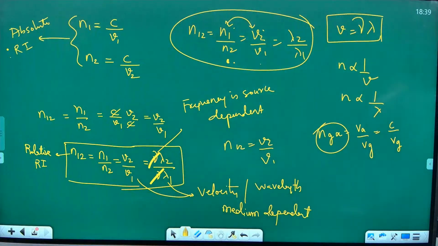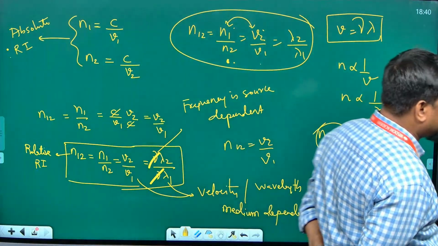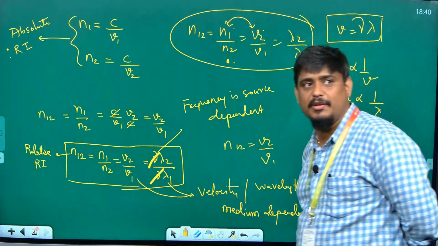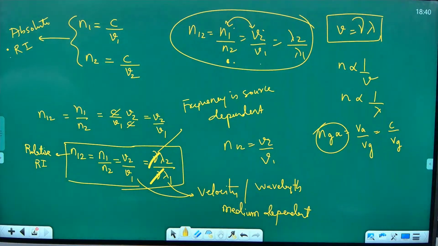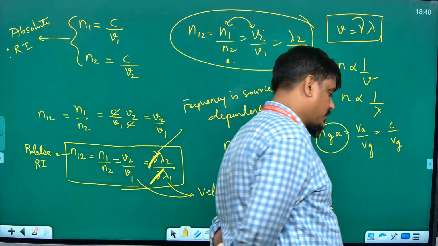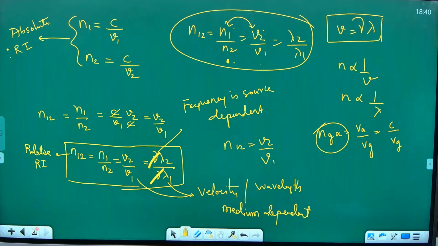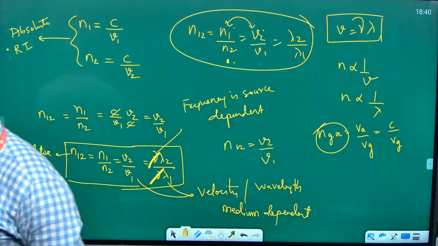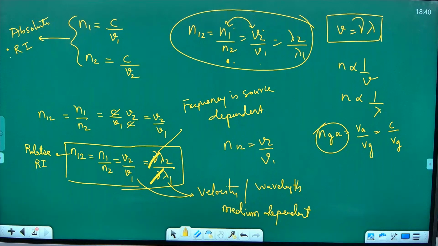Question is, all of you please, what is the refractive index? I hope you are taking the question, Rayan Ahmed and Ananya. What is the refractive index of glass with respect to diamond?